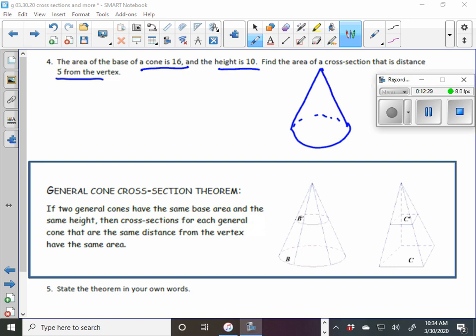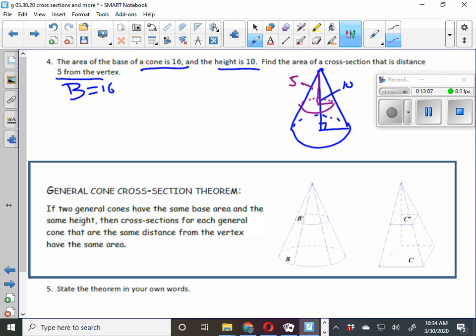Where the height from here to here, right? That's your perpendicular base, is 10. And the area of the base is 16. Just call that B equals 16. And then they've got this cross section somewhere here like so. And that height there is 5.